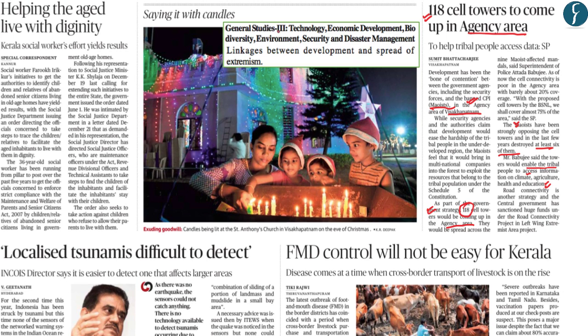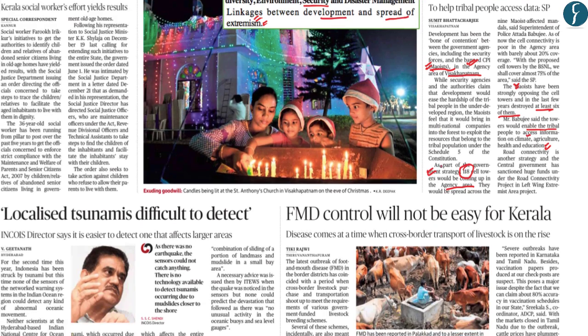Now this is a pretty small news, and you should see this news from the perspective of GS Paper 3 within the section Security and within the subsection Linkages between Development and Spread of Extremism, wherein the formation of these cell towers are a part of the development projects that the Government of India is undertaking, so as to control the spread of extremism which has been undertaken by the Maoists. And so now moving onward.